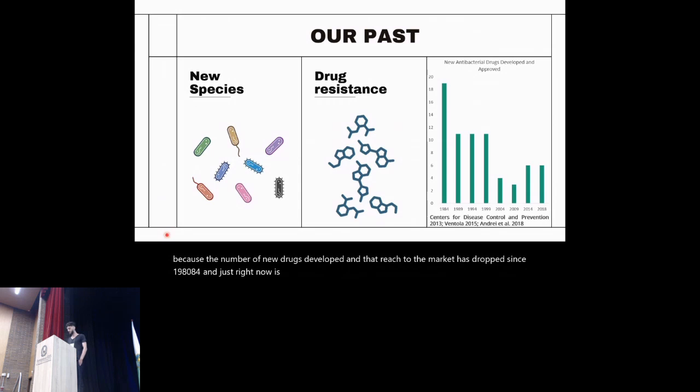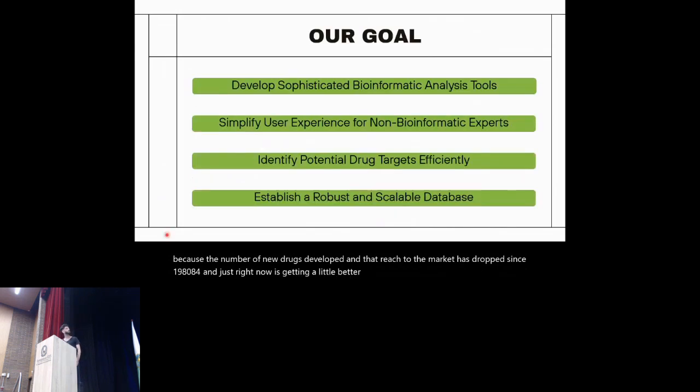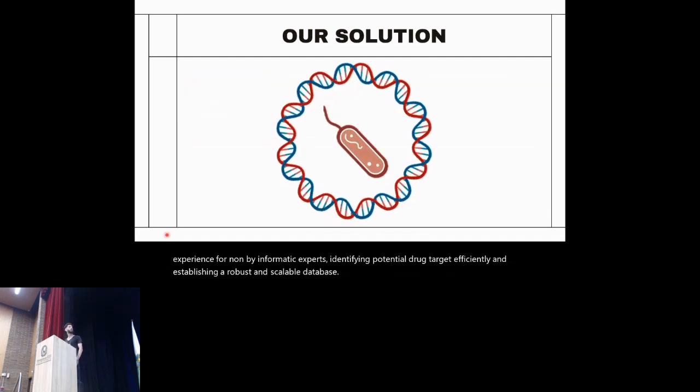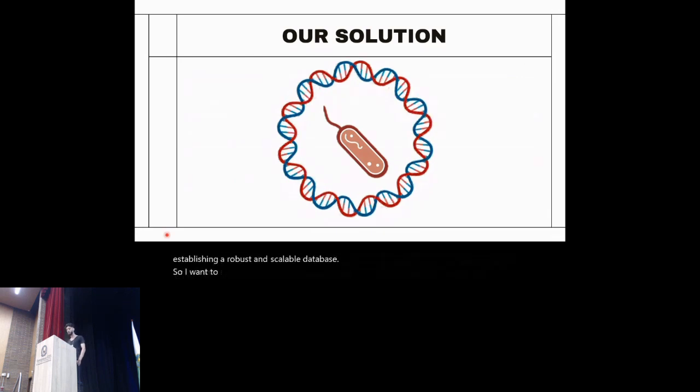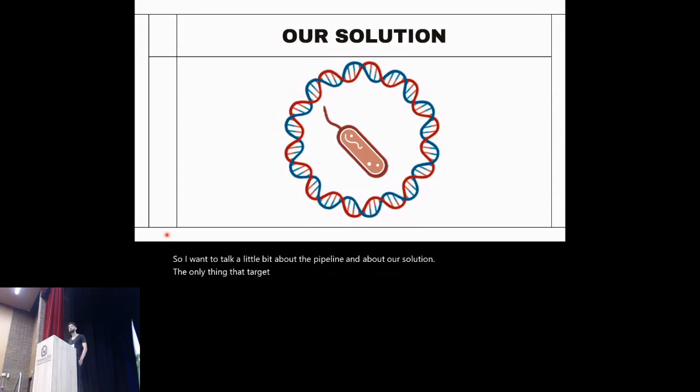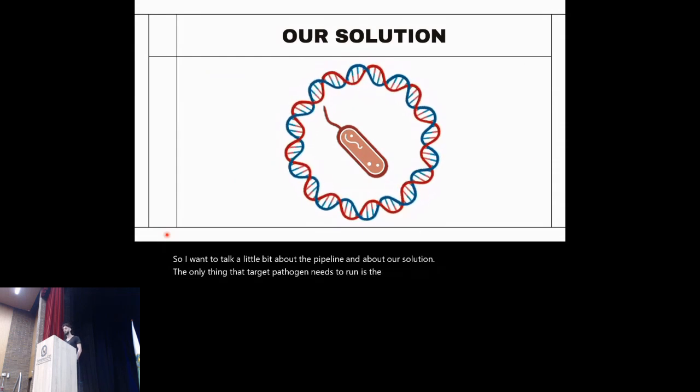So our goal is to develop a sophisticated bioinformatics tool that can simplify the user experience for non-bioinformatics experts, identifying potential drug targets efficiently, and establishing a robust and scalable database. So I want to talk a little bit about the pipeline and about our solution. The only thing that TargetPathogen needs to run is the genome in GBK format.